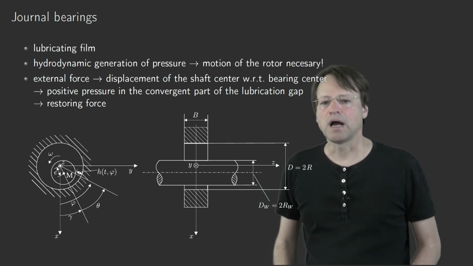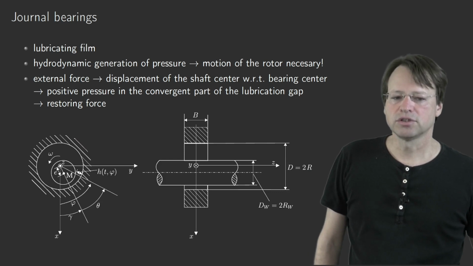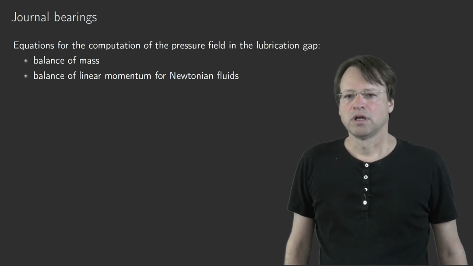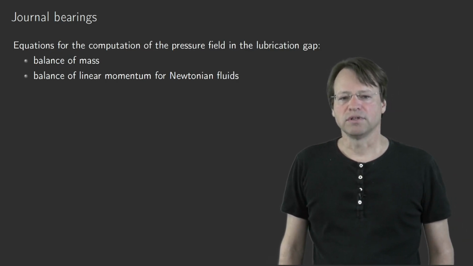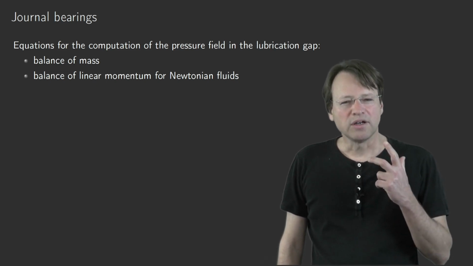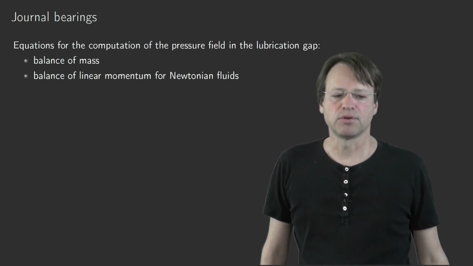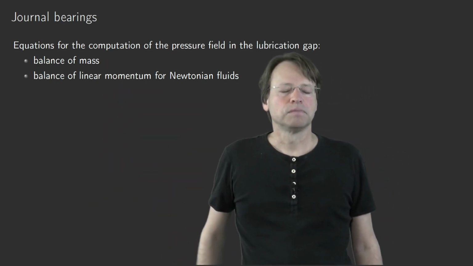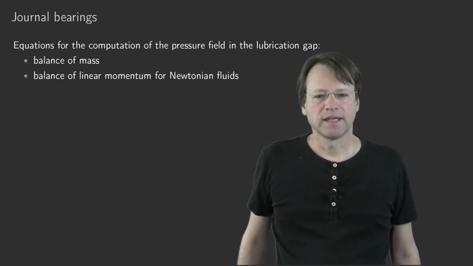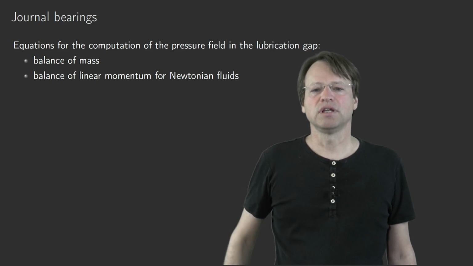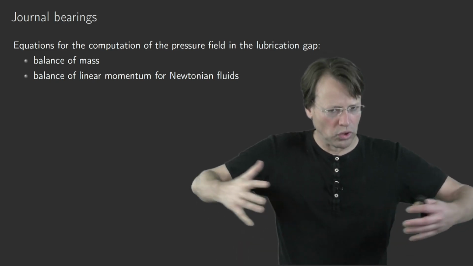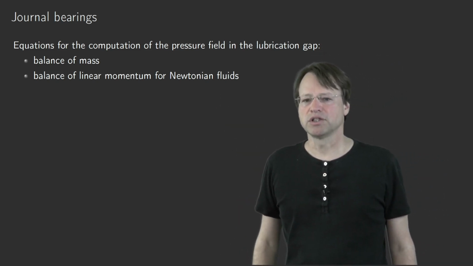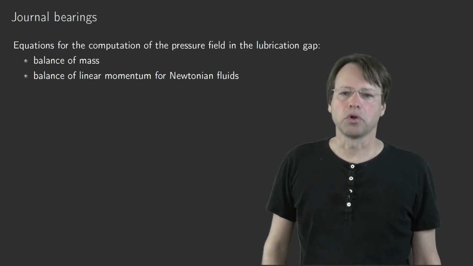And now the question is, well, how can we derive equations that govern the pressure field? So what kind of equations are there available for the pressure field? Well, the first equation would be the balance of mass, or the so-called continuity equation. The second one would be the balance of linear momentum for Newtonian fluids, long name for the Navier-Stokes equation. That would be the two equations we could use here, but there are even more equations.